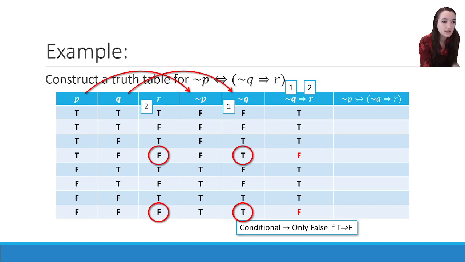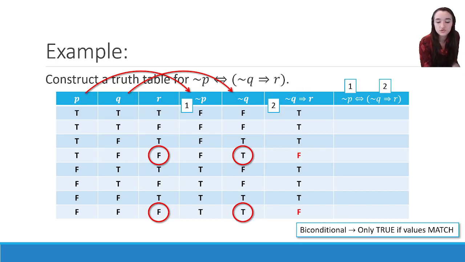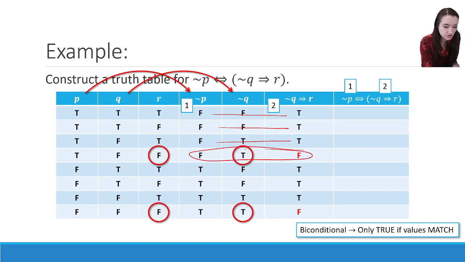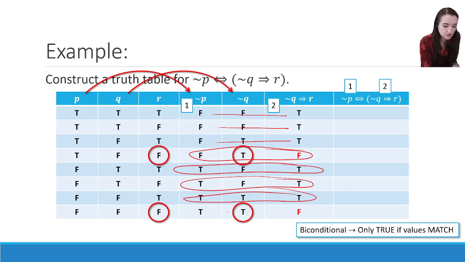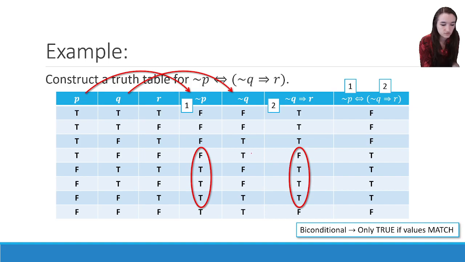And finally, our biconditional is only true if they match. So we look for, again, 1 and 2, we look for where are they matching. Well, not match, not match, not matching. Oh, these match, right? These match, these match, these match, these don't match. So we get those 4 rows right there are going to be trues and everybody else is false. And that's our final column of the truth table, our final answer.